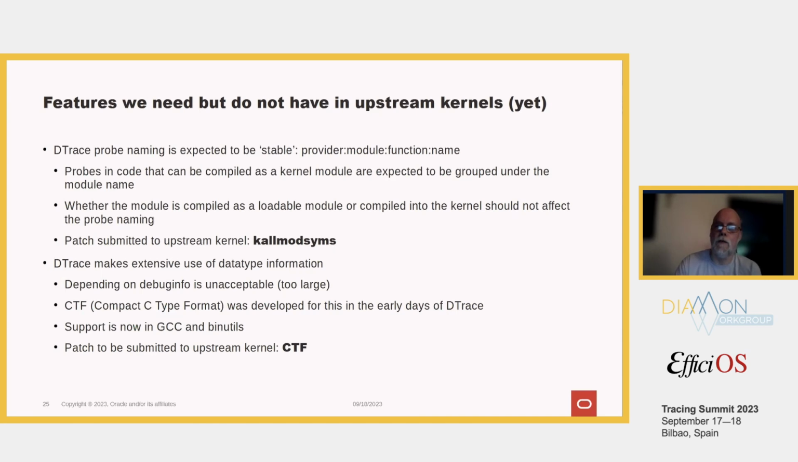We're also making use of data type information, which traditionally has been done through CTF, which is also supported in GCC and being utilized at this point. And so that is another work that is to be submitted for upstream consideration, for the kernel to be able to generate CTF data for the kernel, which then can be used by DTrace.